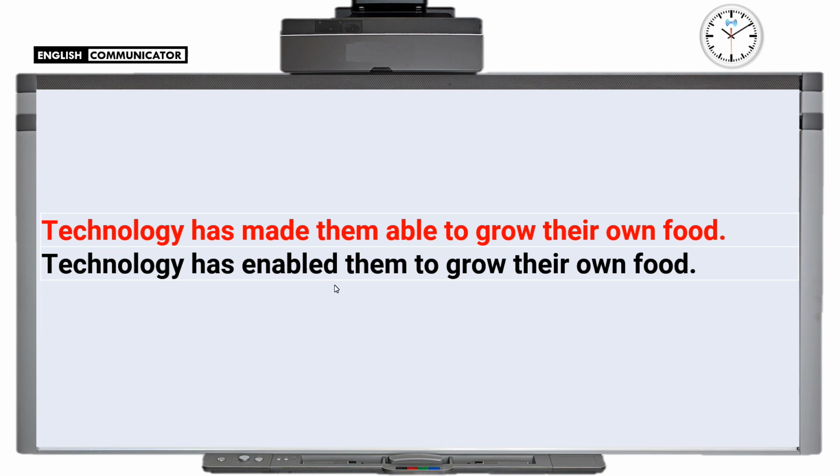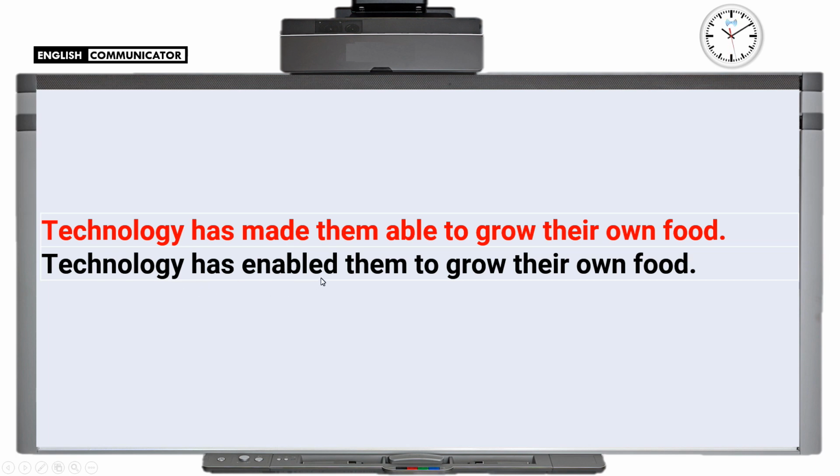Technology has made them able to grow their own food. What's wrong here? Technology has enabled, not made them, has enabled them to grow their own food. So the difference is enabling means capability, made means something to make, and technology is a capability. It's not a statue to build. So please remember, technology is enabling possibility.